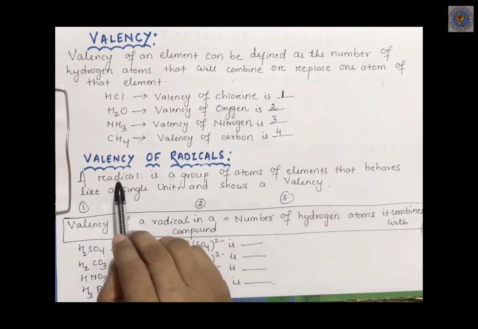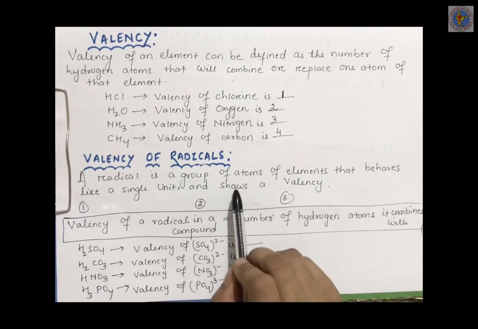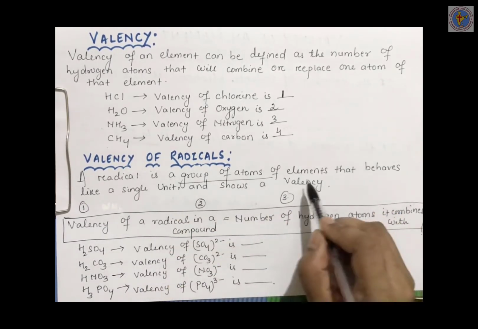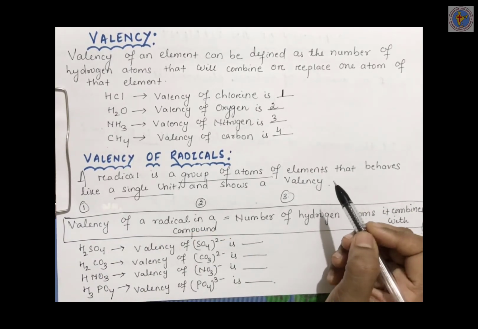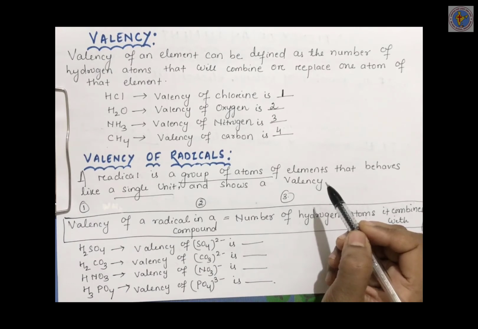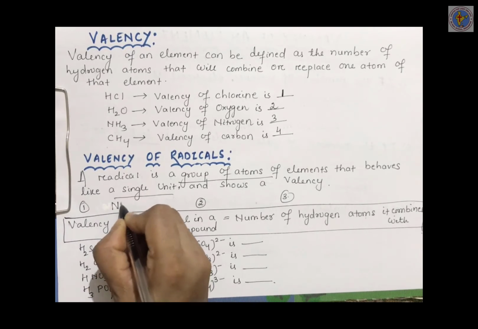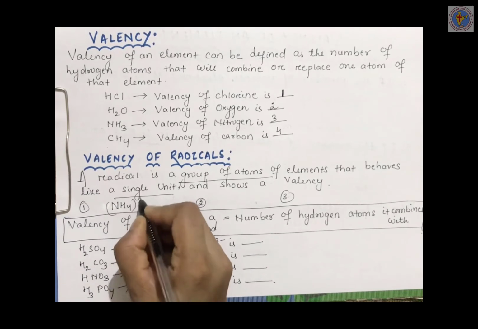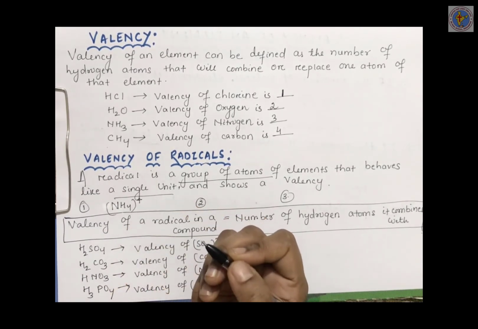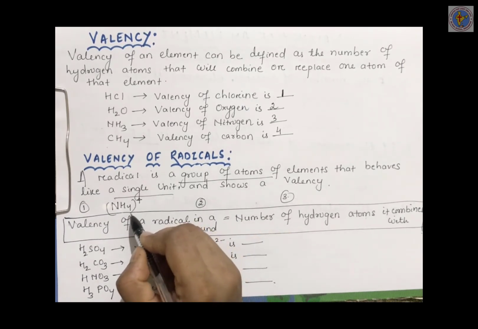Now the next topic is valency of radicals. Children, what do you mean by radical? A radical is a group of atoms of elements that behaves like a single unit and shows a valency. Okay, let us understand this with the help of an example. Let us take NH4. This NH4 is behaving like a single unit having positive charge. So a radical may be positive radical or negative radical. So in this case it is positive radical.